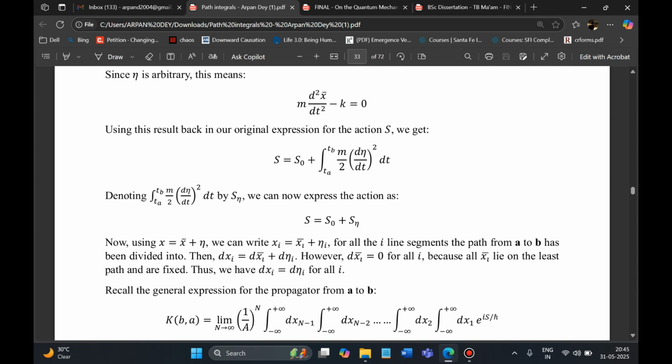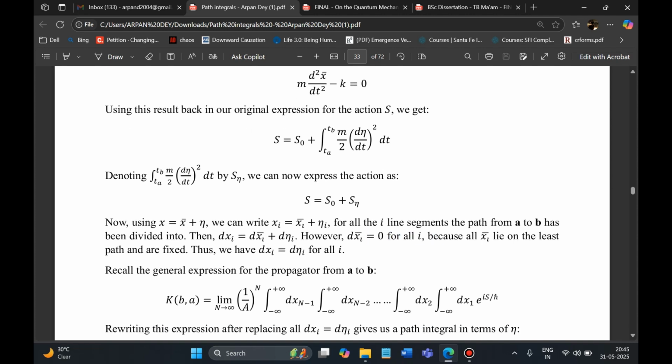Now using x equals x bar plus eta, we can write xi equals xi bar plus eta I for all I line segments. We already know that we have divided the entire path into I line segments, right? Then in that case, dxi will be dxi bar plus d eta I. Now dxi bar will be 0 again, because xi bar will be the least path for that particular portion of the entire path. And since it's a minima, its first order derivative dxi bar will be 0 for all I. That means dxi will be d eta I.